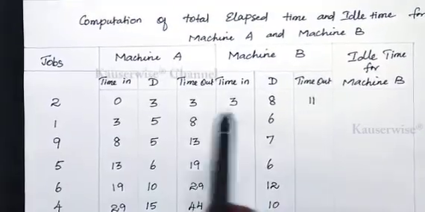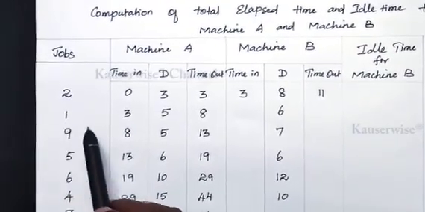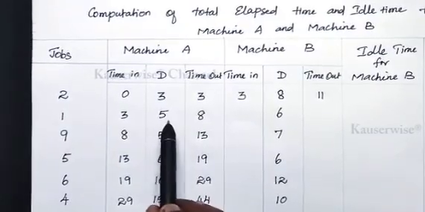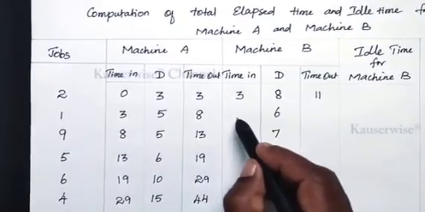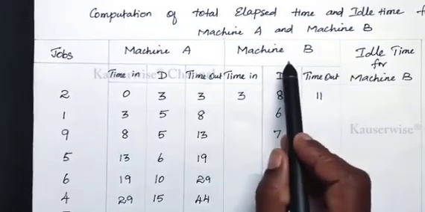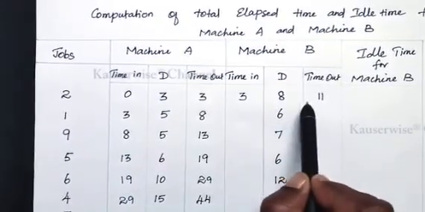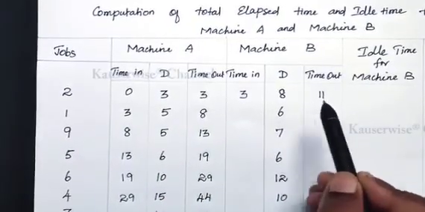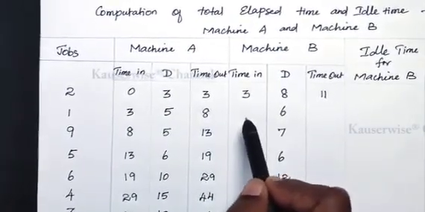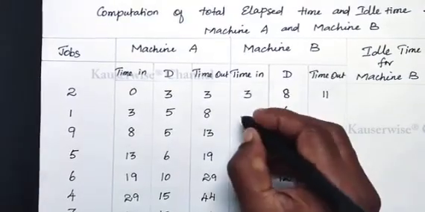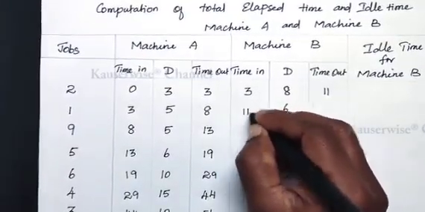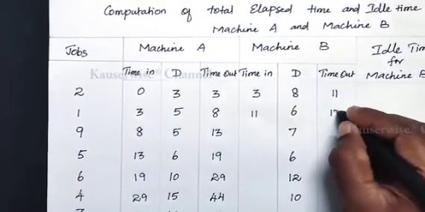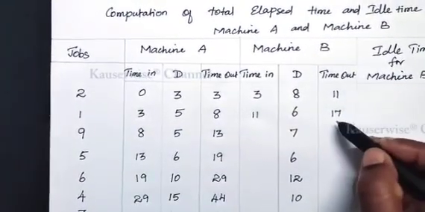Now look at the next job, job 1. Its out time from machine A is the 8th hour only. So this job will move on to machine B at the 11th hour only. Why? Because machine B completes the previous job at the 11th hour. After completing the previous job only, it will take up the next job. So machine B will take up the next job at the 11th hour. So the in time for the next job is 11 plus duration 6 hours, so the 17th hour. So 17 is the out time for this job.